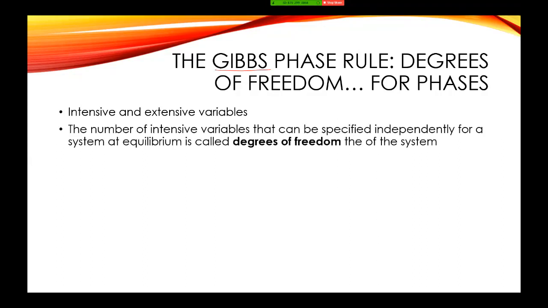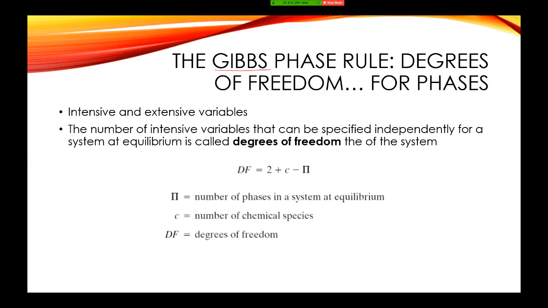The number of intensive variables that can be specified independently for a system at equilibrium is called the degrees of freedom of the system. It's more or less the same thing as the degrees of freedom in mass balance. So what do we have?